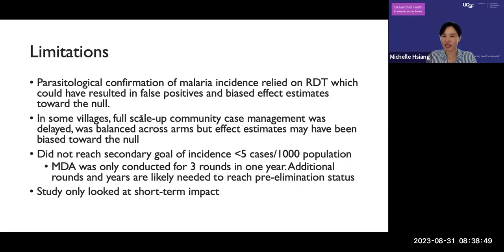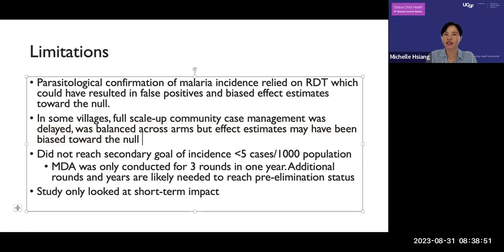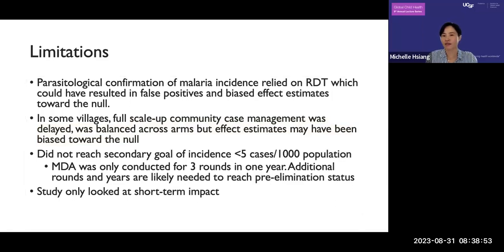I mentioned the DESDUM roll-up, and this may have affected the effect estimates, but if anything, it would have biased towards the null. We didn't reach that secondary goal of getting incidence down below 5 per 1,000. And I don't think anyone expected we would, because it was just 1 year. And when we had done that modeling exercise I mentioned before, it would have taken 3 years to get there. You could maybe get there faster if you did more than 3 rounds in 1 year. So that's an idea.